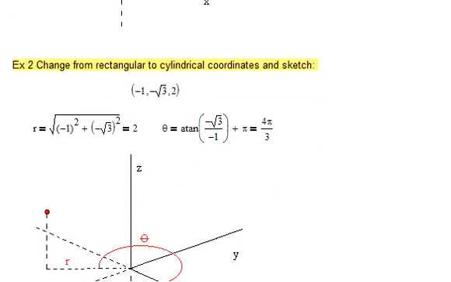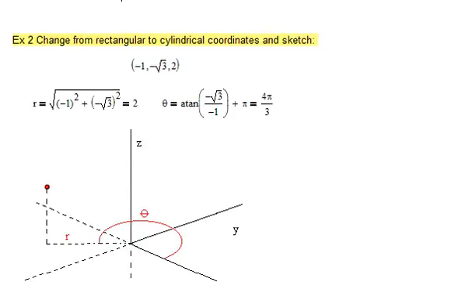So now let's go the other way. Let's change rectangular to cylindrical, and sketch. Well, for cylindrical, if this is x and this is y, r is the square root of x squared plus y squared, so that would be the square root of 1 plus 3, square root of 4, which is 2. So our r is 2. Theta is the angle whose tangent is y over x, which normally we'd say is just the square root of 3, because a negative over a negative is a positive.